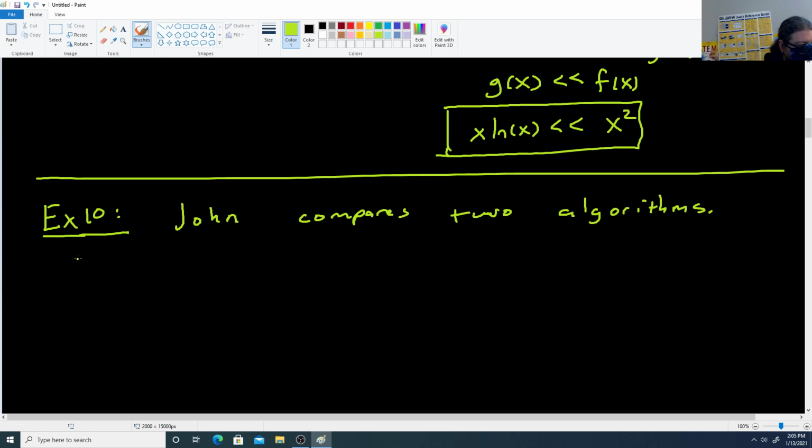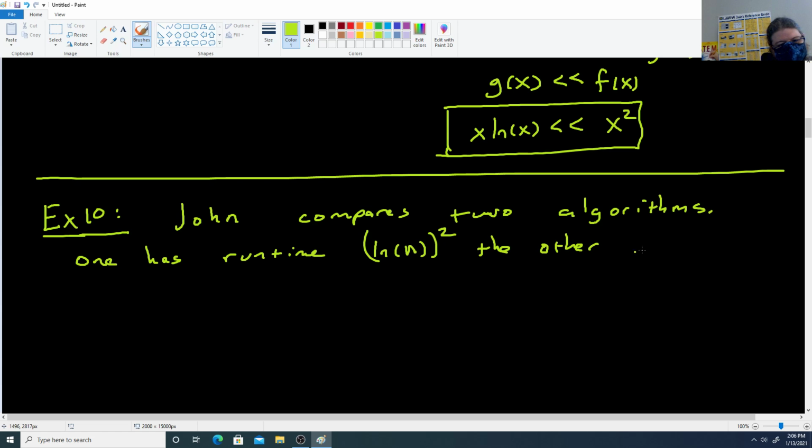One of them has runtime that's about, we'll say, natural log of n squared, and the other has runtime square root of n. And we want to say which algorithm takes less time for large values of n.